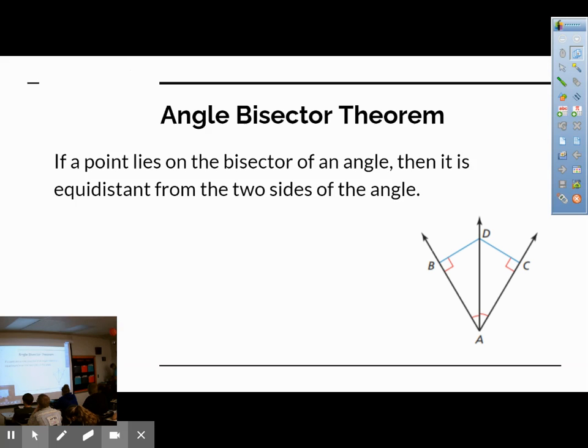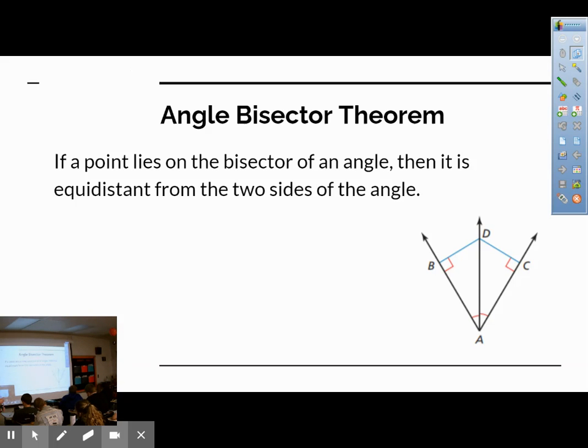So, point B. How can I tell that this is an angle bisector? Because it has the 90-degree angles? Not necessarily. And it has the matching angles at the bottom. Yeah, it has these 2 marked congruent. That means it's an angle bisector.